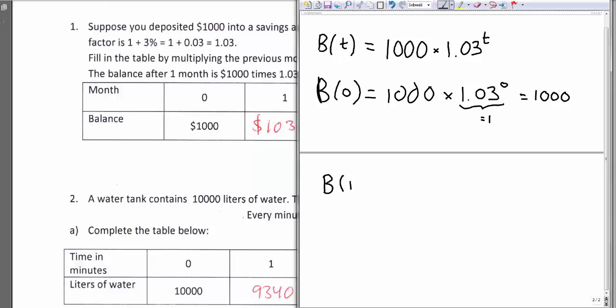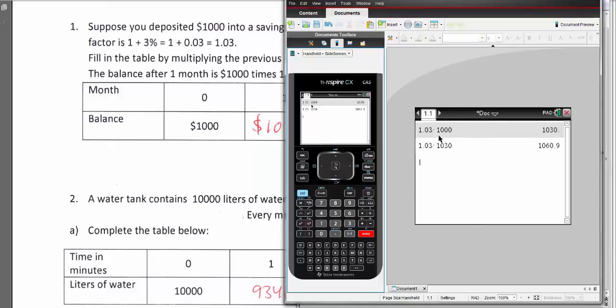So if we put in 1, we can study the formula here. We see that it's going to be 1,000 times 1.03 to the power 1, which is the same thing as saying times 1.03. We don't really have to write out the 1 here, but we have to understand that this is the same as putting the 1. And this calculation is exactly what we did the first time to get 1,030.